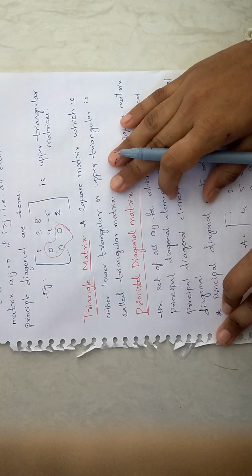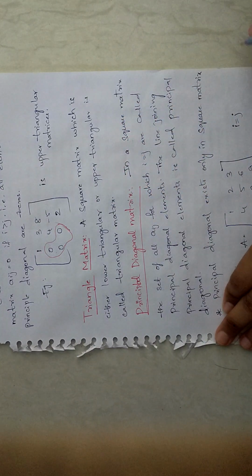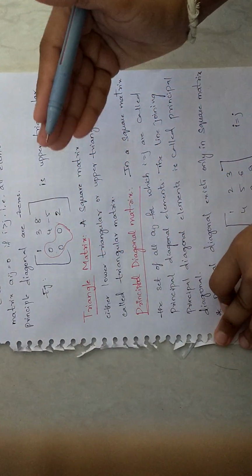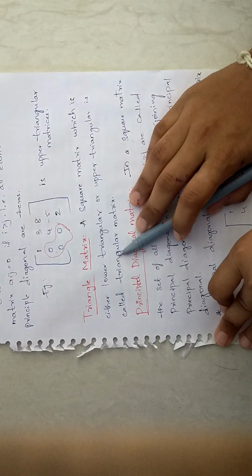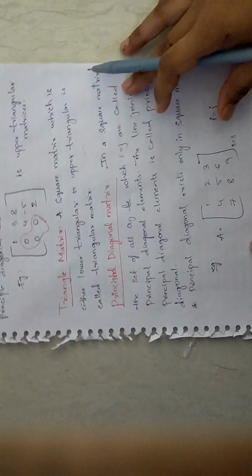Next, triangle matrix. That means a square matrix which is either lower or upper triangular. That means every upper triangular matrix is a triangle matrix, and every lower triangular matrix is a triangle matrix. This you don't have to know much.